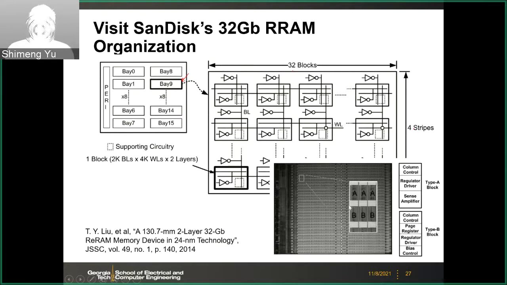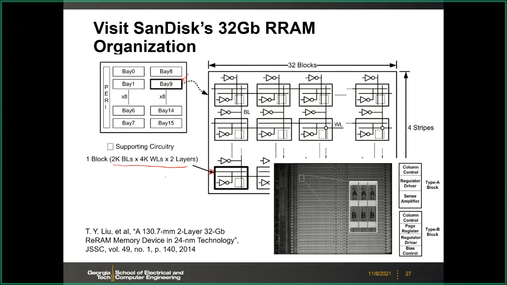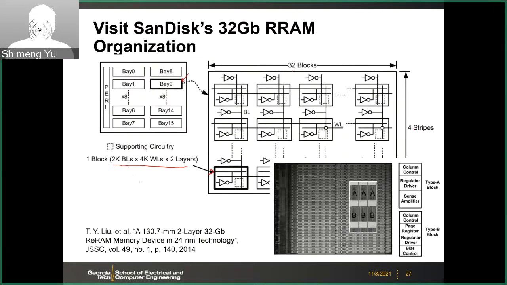Here are some images under the microscope. I will skip the details, but this is an overview. Then within one block, this is the specification. It's actually a pretty large block. Later you can figure out why this is so slow. So look at the array size: 2K bit line length.